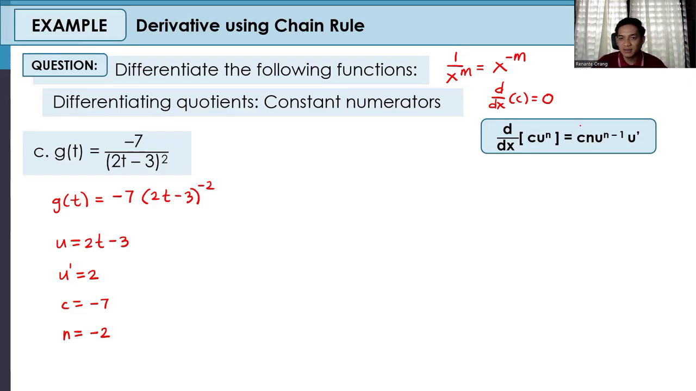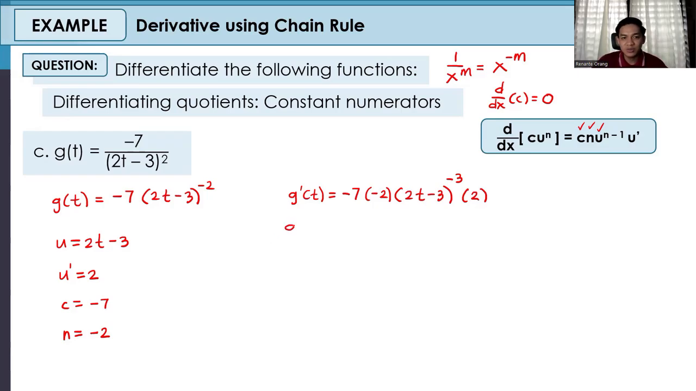So, proceed tayo sa ating formula. C yung nauna. So, lagay natin dito, g prime of t is equivalent to our constant, which is -7. N, which is our -2, u, which is equivalent to 2t minus 3, n minus 1, ibig sabihin -2 minus 1 is -3, then u prime po natin is 2. So we're done with our differentiation.